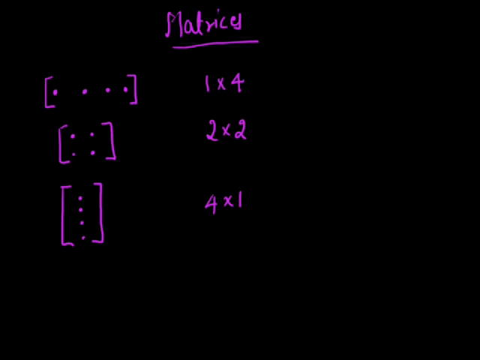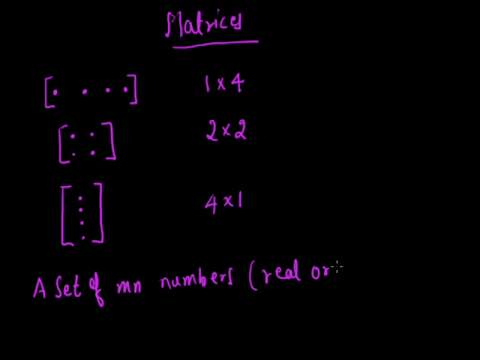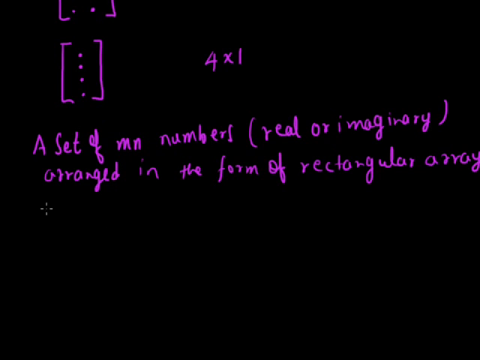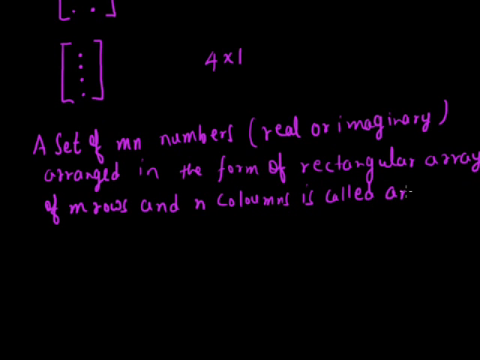So how will you define the matrix? A set of mn numbers. Now these numbers must be real or imaginary. If these numbers, real or imaginary, are arranged in the form of a rectangular array of m rows and n columns, it is called an m into n matrix.